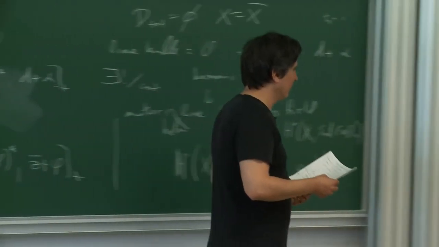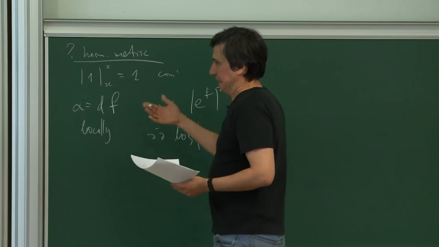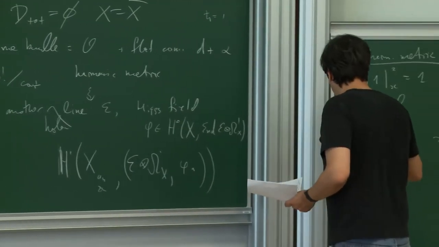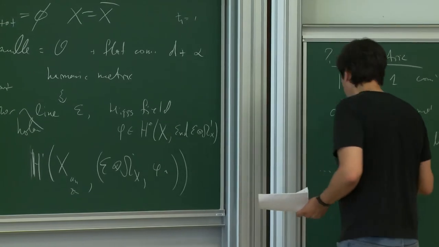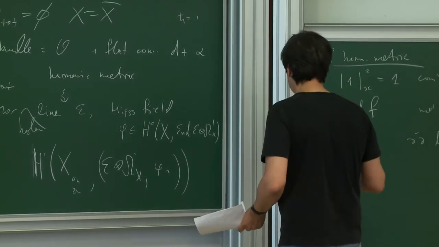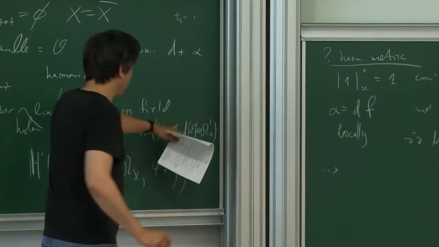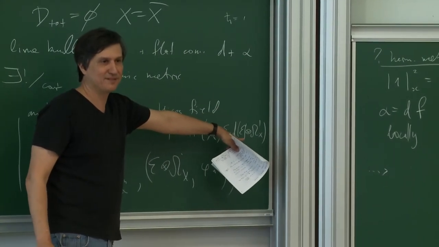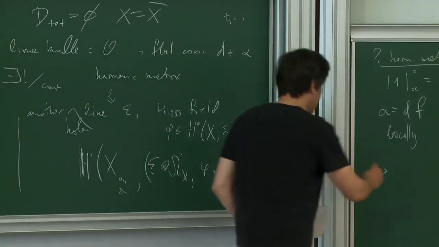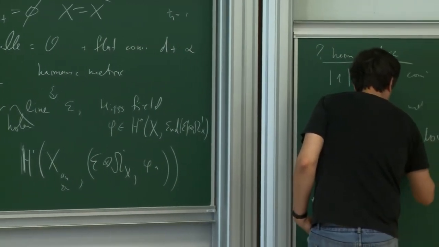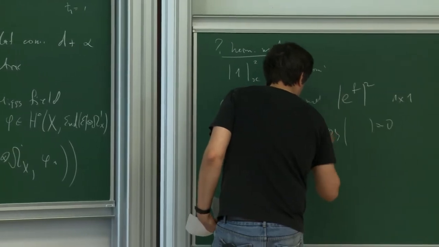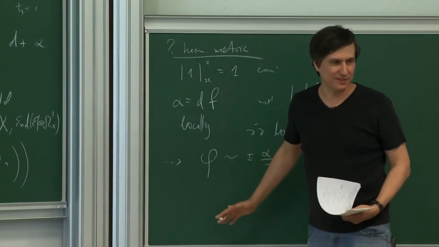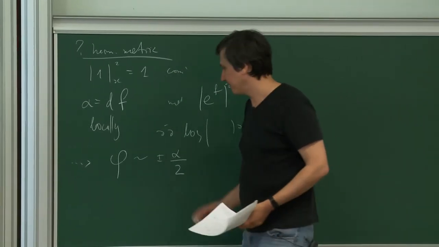But here, what happens? We get another bundle and some Higgs field. Then one can make calculations. First of all, the Higgs field, because it's a line bundle, is the same as a holomorphic one form, because endomorphisms of a line bundle are constants. And phi is equal to maybe plus or minus some small constant times the form alpha, maybe divided by two, something like this. So it's proportional to the form alpha.